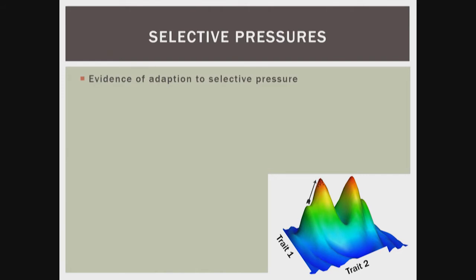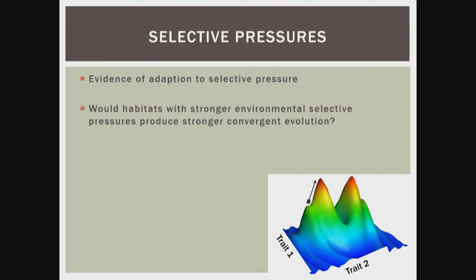As I said before, oftentimes convergent evolution is associated with adaptation and selective pressure. And if that's really true, this brings up the question: if habitats have stronger selective pressure, would this cause the degree of convergence to be stronger? Would there be stronger convergence?